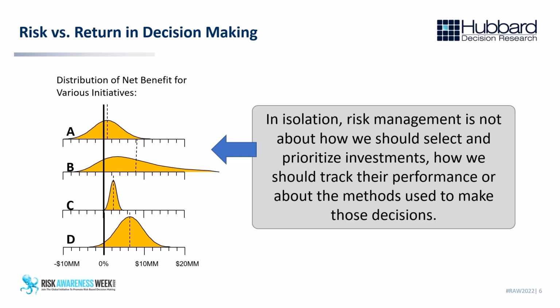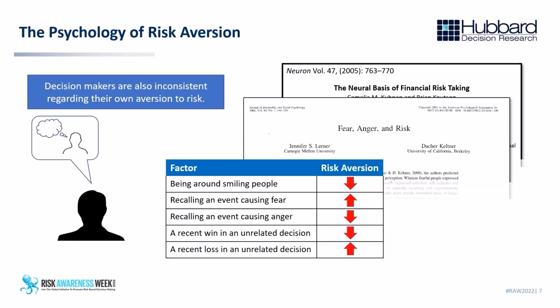Risk management by itself doesn't actually answer these questions. It's not about how we should select and prioritize investments, how we should track their performance, or about the methods used to make those decisions. In order to even answer questions like that, we have to state how risk-averse we are. How much risk are we willing to accept for a given return? That's not a question that actually comes up in most risk assessment methods, even quantitative ones. But that is something that comes up in typical portfolio prioritization methods like the ones I referred to.